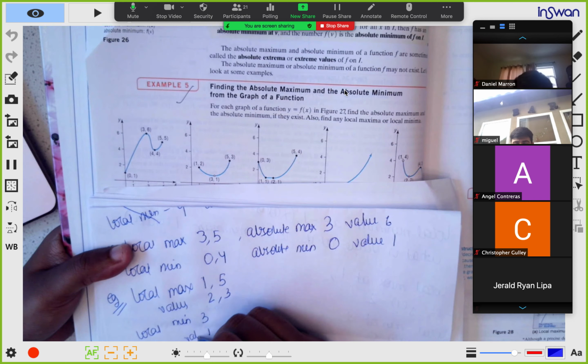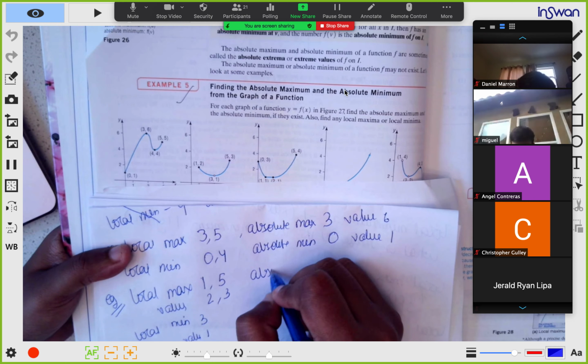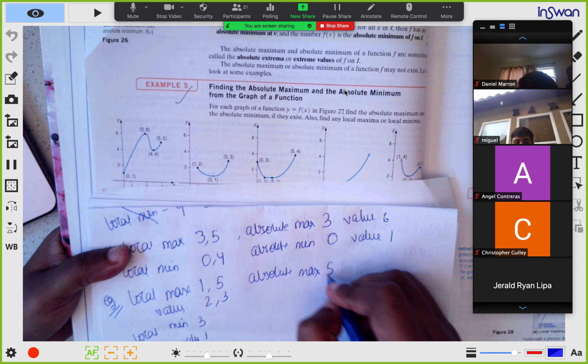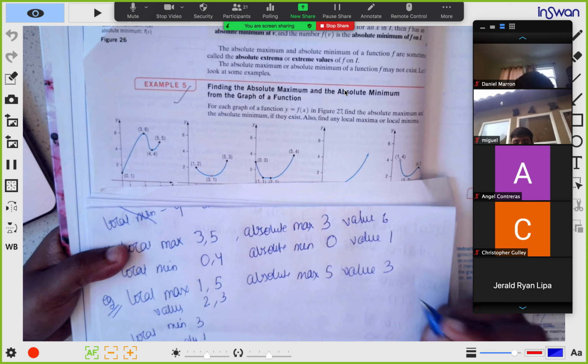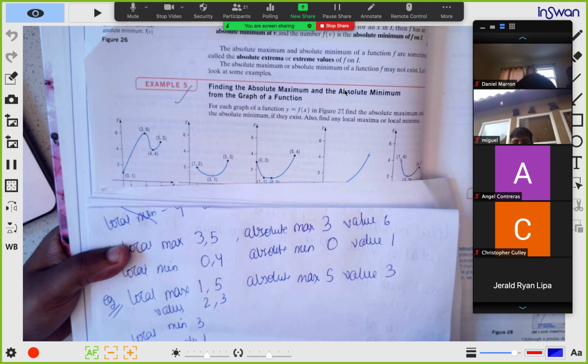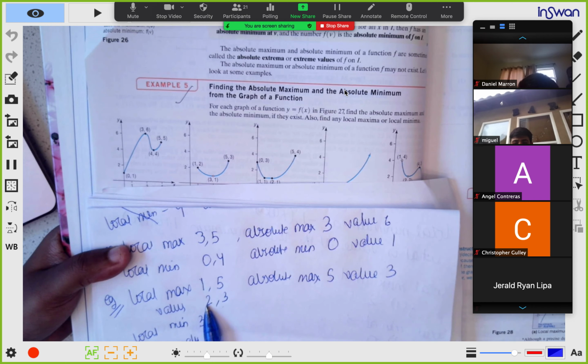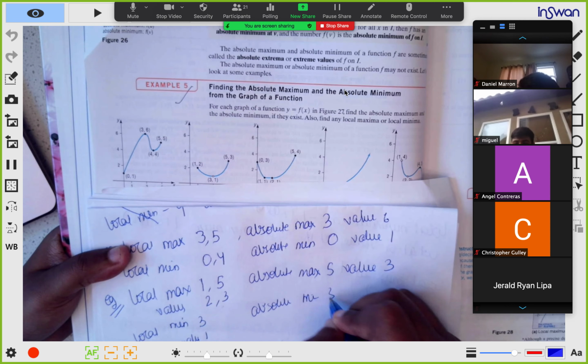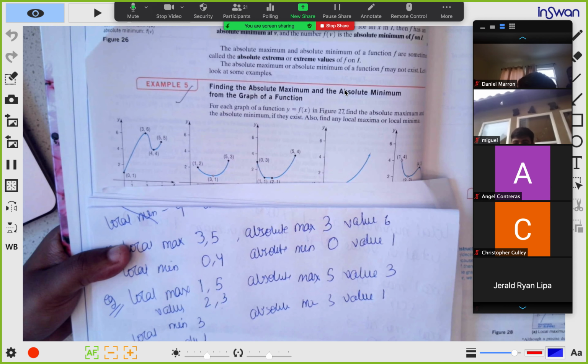Okay, perfect. So what's my absolute maximum? 5. Yes, and what's the value? 3. Why did you choose 5 and not 1? Because the y value is higher. Yes, perfect. Because my y value is higher than this y value, that's why I'm choosing this as my absolute maximum. What about absolute minimum? 3, with a value of 1. Any doubt here? Anyone?